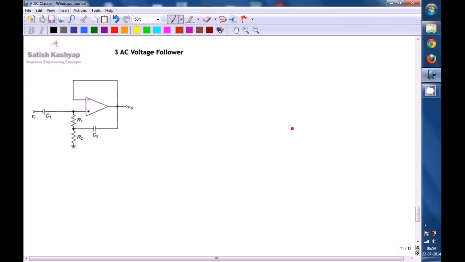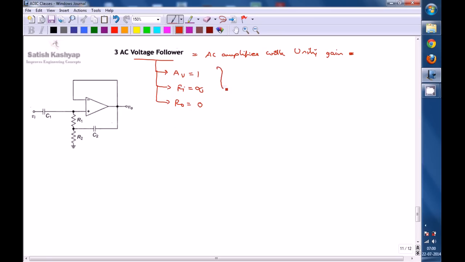Now the third circuit we are discussing is the AC voltage follower. The meaning of AC voltage follower is the same as an AC amplifier with unity gain. Previously those circuits were providing gain, but now the gain provided for this one is 1. So the characteristics of a voltage follower are: AV is equal to 1, voltage gain has to be 1, Ri, input impedance, is going to be infinite, R0, output impedance, has to be 0.